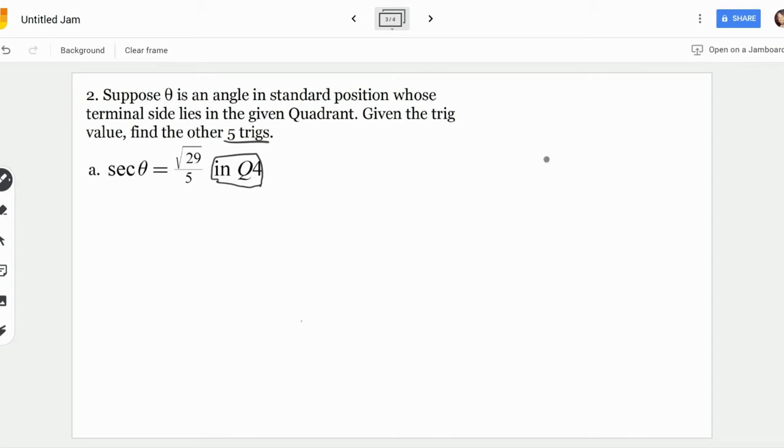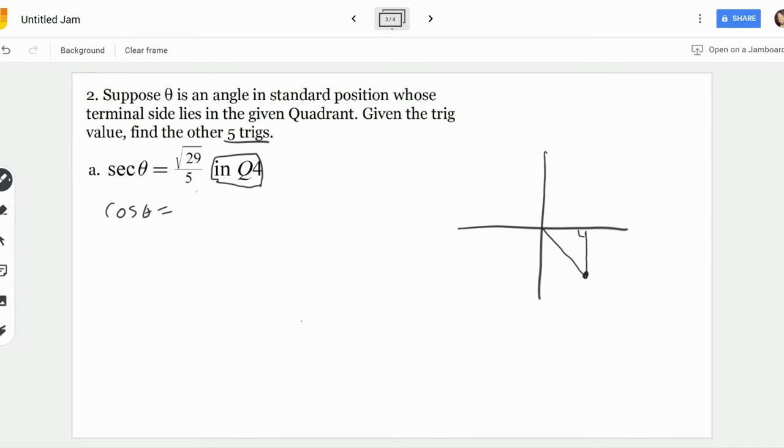We're going to have quadrant 4. I don't really know where this point's going to end up, so let's just arbitrarily say it's right there. I know it's in quadrant 4. That's all that really matters. And then we can label these side lengths. I don't know which sides the square root of 29 and 5 are, but I do know that secant is related to cosine.